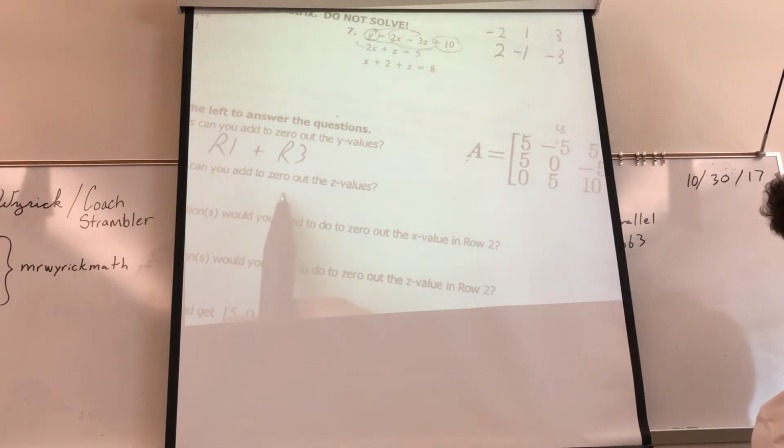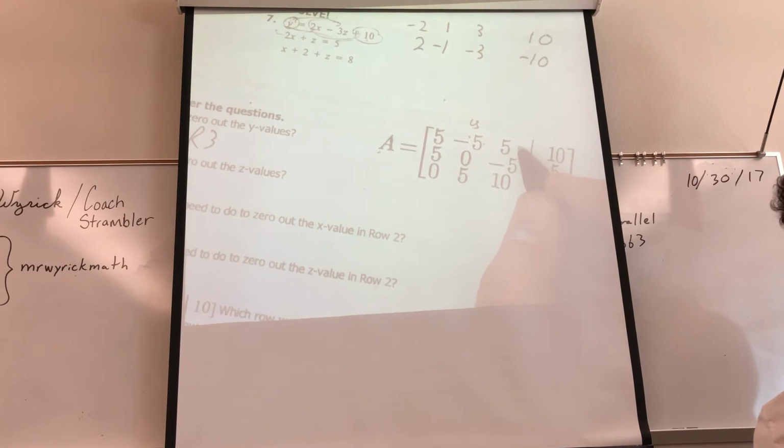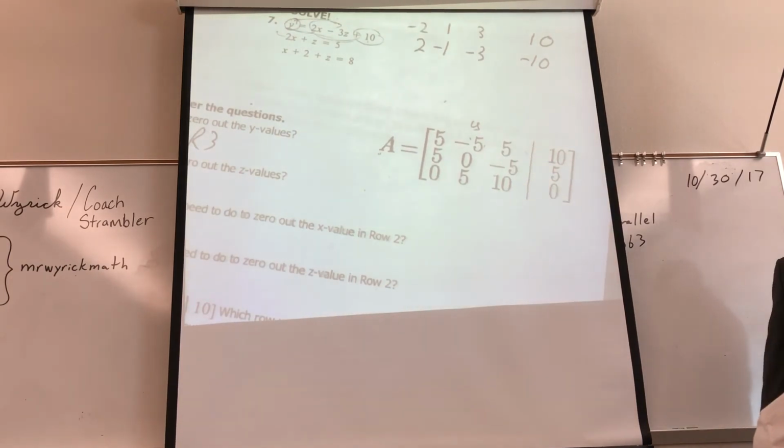Which 2 rows could we add to zero out the z values? That'd be row 1 and row 2. The 5 and the -5 would make it to where there's nothing there.